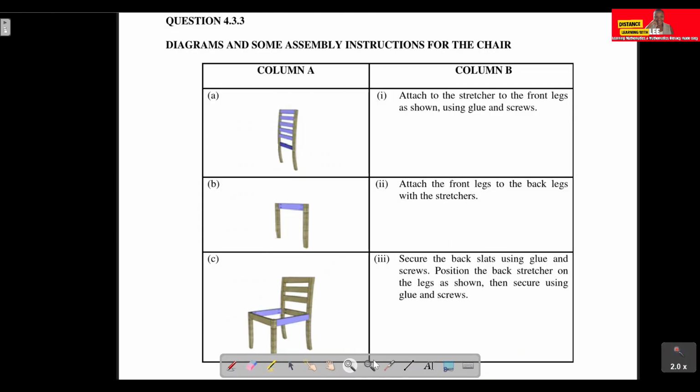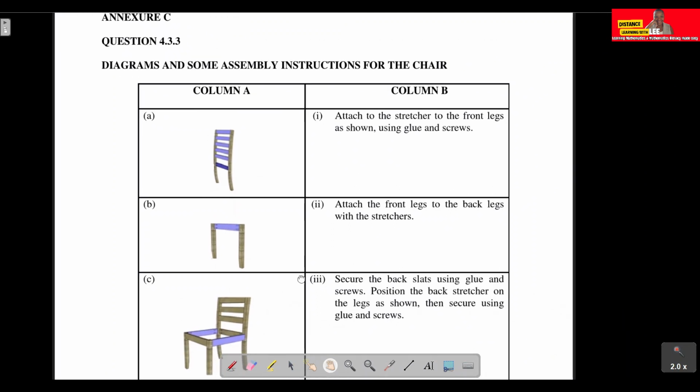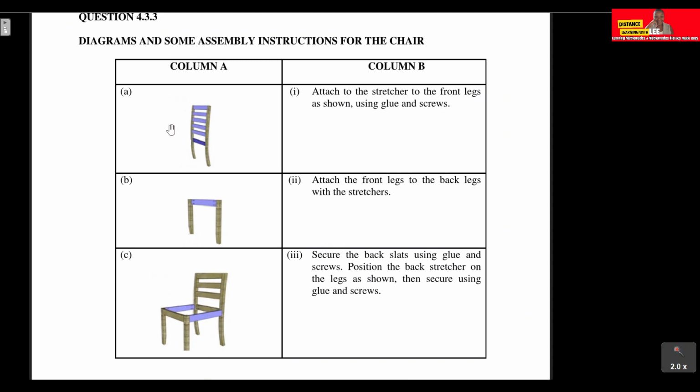That is our extra C, guys, and we are given the assembly instructions. This is your diagram A, B, and C. We need to figure out what is happening at A, and match it with the correct description in B. Let's see. It says for I, attach the stretcher to the front legs as shown using glue and screws. The second one says attach the front legs to the back legs with the stretchers.